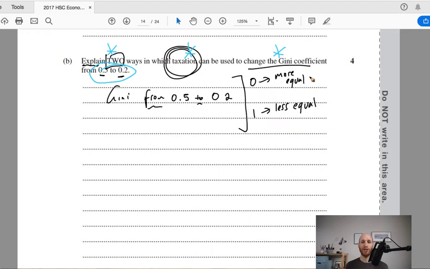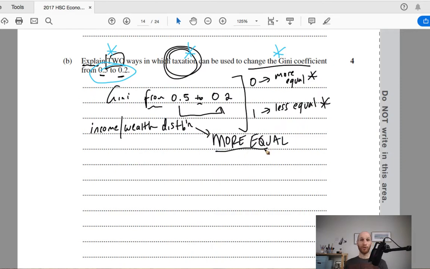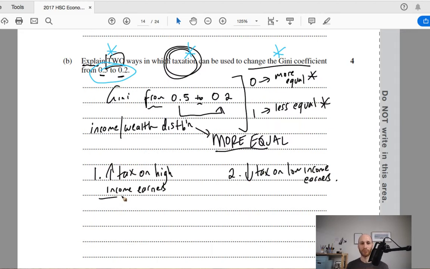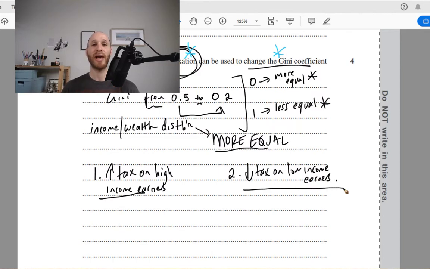So the first thing we have to understand is what is happening to income and wealth inequality in an economy. So we know that a Gini coefficient of 0 is more equal, 1 is less equal. So if the Gini is going from 0.5 to 0.2, income and wealth distribution is becoming more equal. So what we have to do now is think about, well, how can we use taxation to make things more equal? And there are 2 possible courses of action.